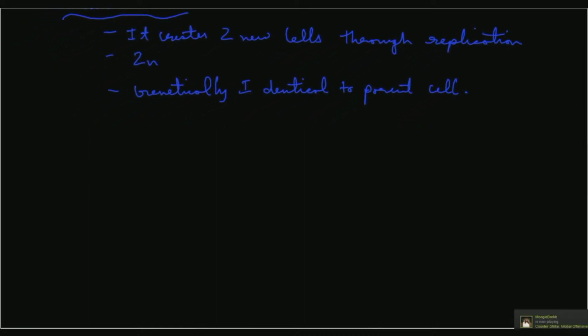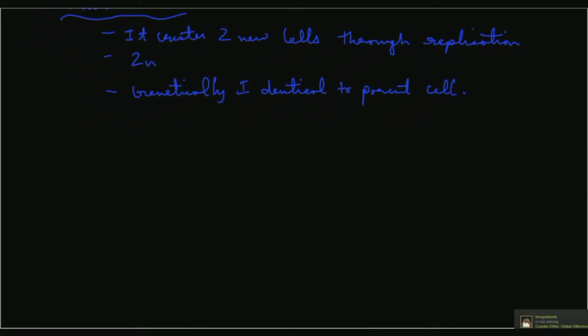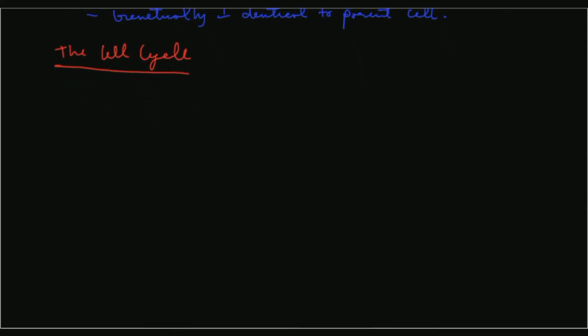Alright, so I guess we can start talking about the cell cycle. Alright, the cell cycle is basically like the life cycle of a cell. Alright, so I'm gonna draw a circle, I guess. That's a poorly drawn circle, but oh well. It gets the point across.